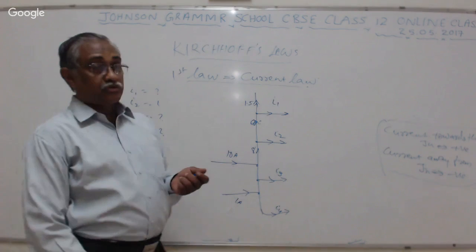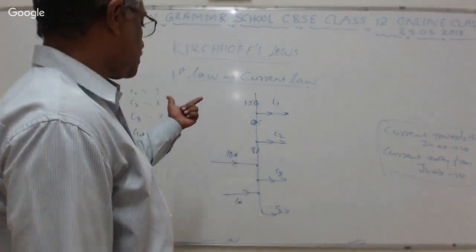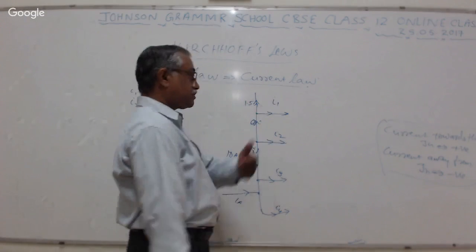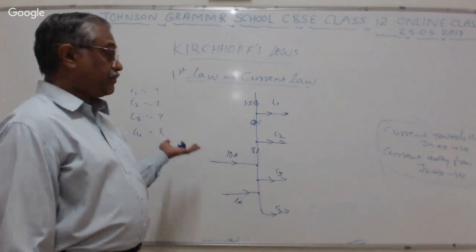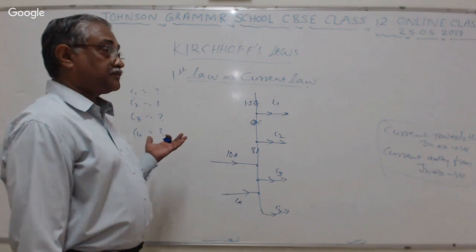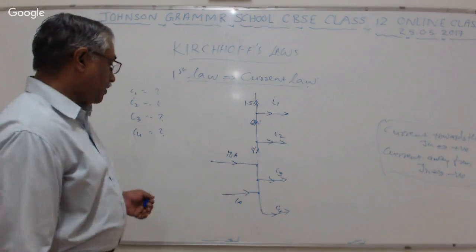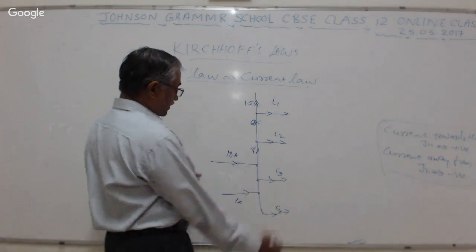We cannot use Ohm's law here because no potential difference is given and resistance is not given. So how do you find current? We cannot use Ohm's law. So straight away we have to use Kirchhoff's law, the junction rule, here. Now, for example, how do we find it?